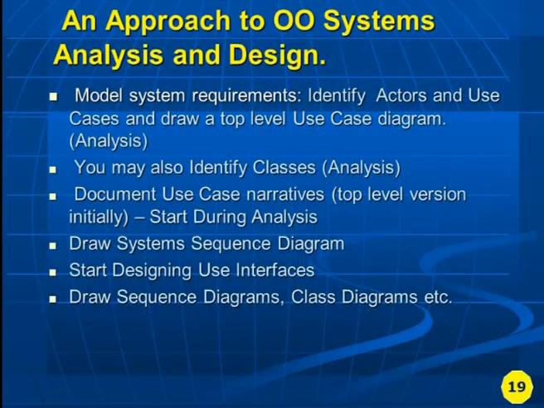Let's look at an approach to object-oriented system development, analysis and design. You model system requirements, where you identify the actors and use cases and draw the top-level use case diagram. You can do it in your analysis stage, drawing it for the business actors and business use cases. You don't look at things like include and extend relationships or generalization at this stage. You will look at the top-level version of the use case model.